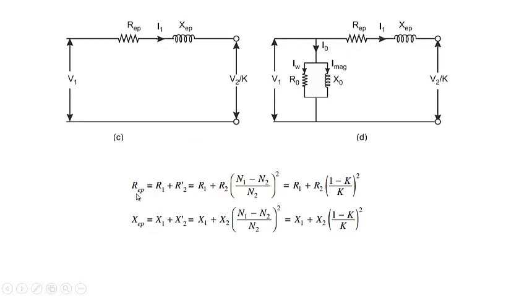So REP is equal to R1 plus R2 dash. That is equal to R1 plus R2 into (N1 minus N2) divided by N2, whole square. That is equal to R1 plus R2 into ((1 minus K) by K) whole square. XCP will be equal to X1 plus X2 dash. That is equal to X1 plus X2 into (N1 minus N2) divided by N2 whole square, which is X1 plus X2 into ((1 minus K) divided by K) whole square. So in this way, we will be able to find out the equivalent circuit of an autotransformer.